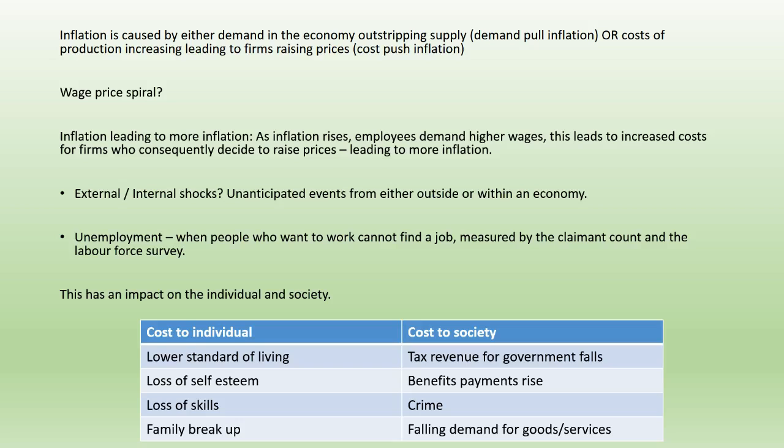Cost to society, the tax revenue for government falls. That's because people are not working. Therefore, they're not paying income tax. They're not buying goods and paying VAT. The government has to pay more benefits to these people, which is an opportunity cost for government, really, isn't it? Because they then have not got the same level of money to be able to spend on other things that they would like to, like the health service or education. There might be increased crime in certain areas and potentially falling demand for goods and services, which could cause, in the worst case scenario, a recession. You need to remember that table.